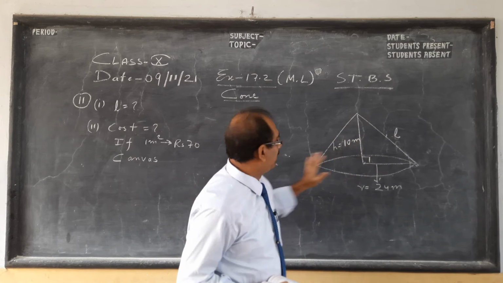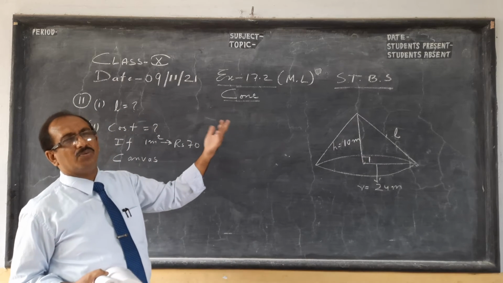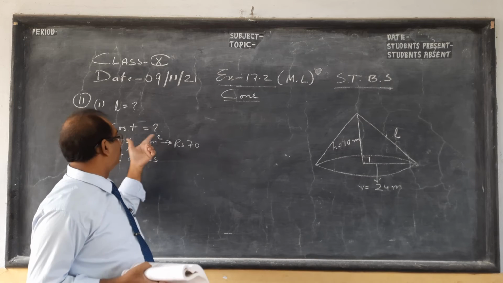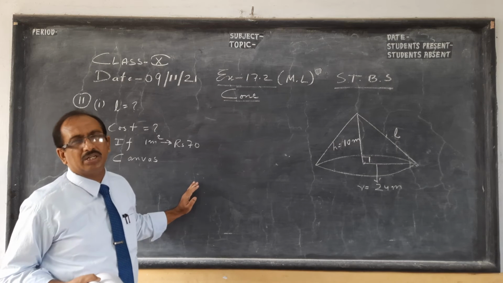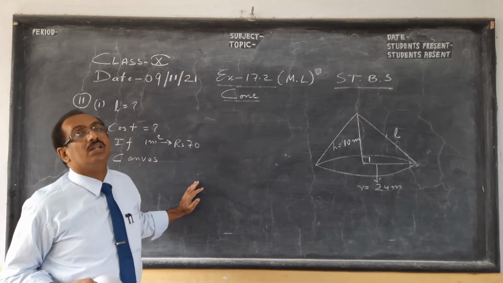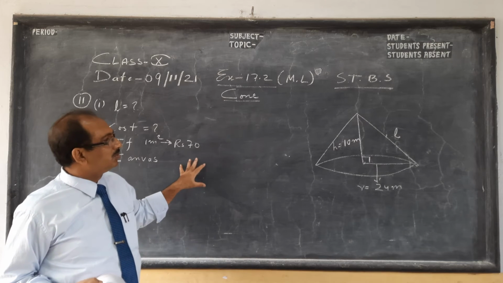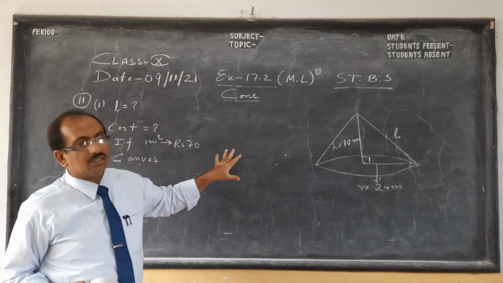So we have to find L, then we have to find the total cost. Suppose you want to make a tent, you want to buy cloth. So 1 meter of canvas costs rupees 70. What will be the total cost? Suppose you are going somewhere, you try to put up a tent. Every year we cannot put up a permanent house with a ceiling, concrete. So we need a temporary tent to make in different places.